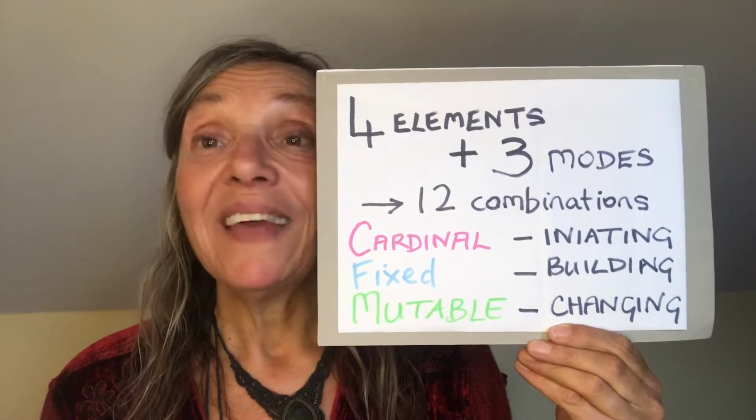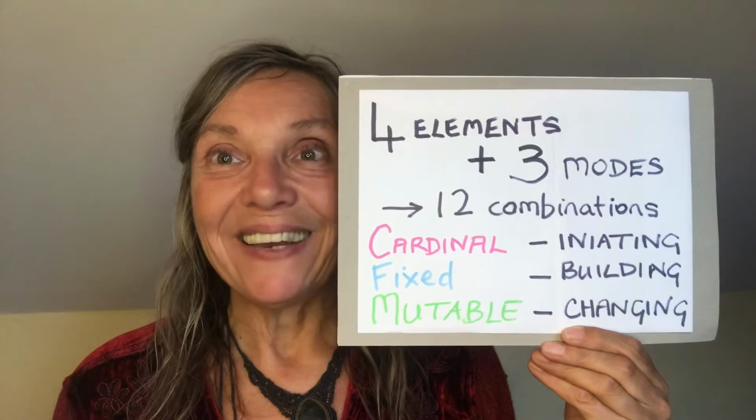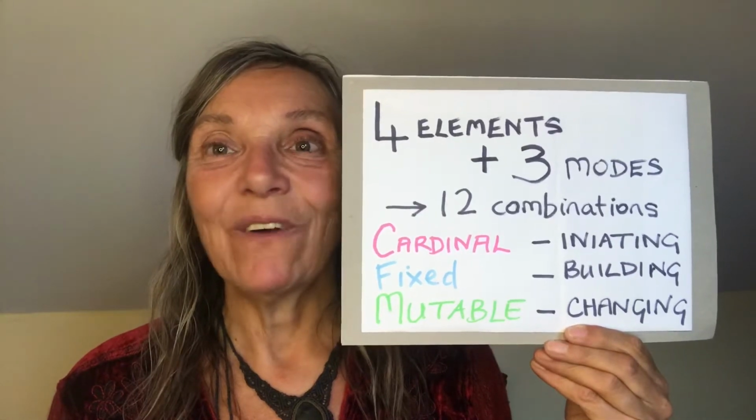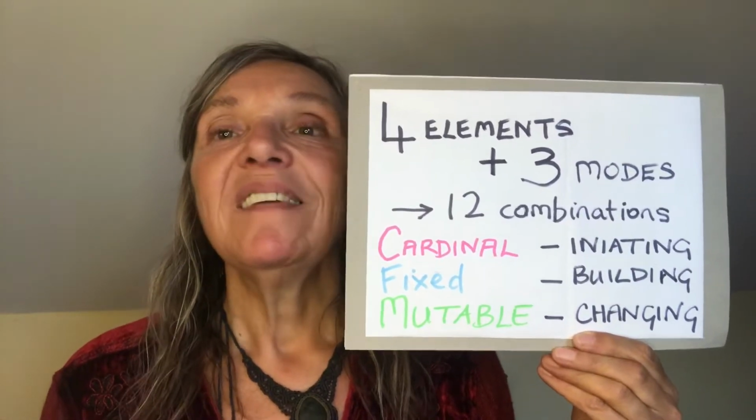So if we start with Aries, the fire sign, it's the first sign of the zodiac. This is a cardinal sign. Cardinal energy is initiating energy. It wants to get things started. And if you think about it, Aries, being the sign of the spring equinox, is like the initiating energy of spring. And in fact, it's the cardinal signs that initiate each of the seasons.